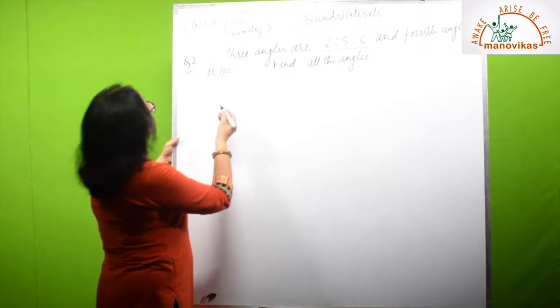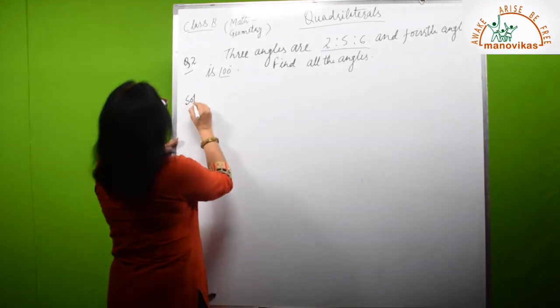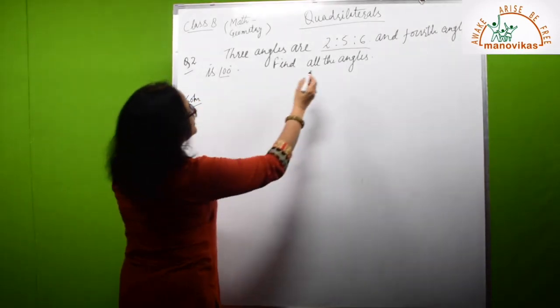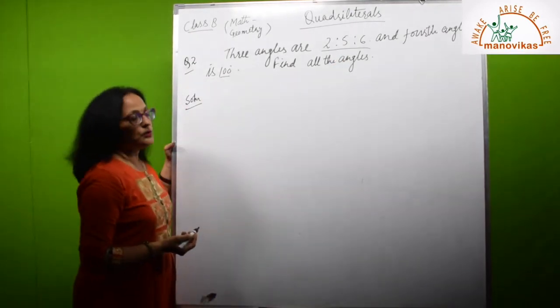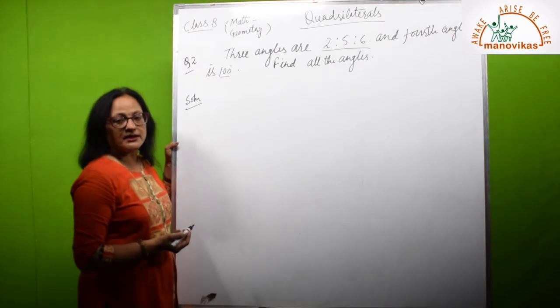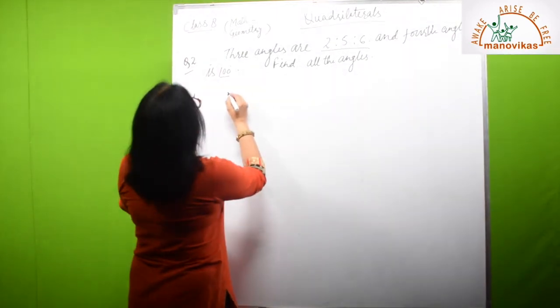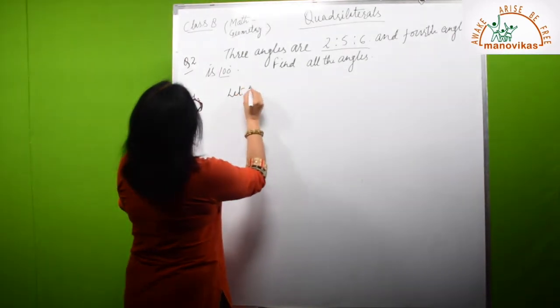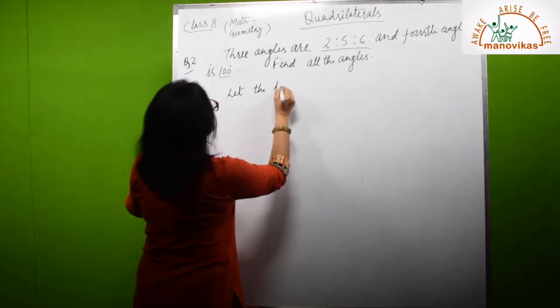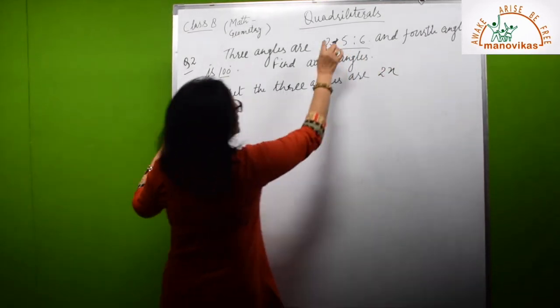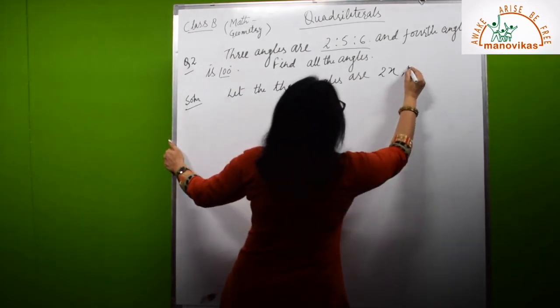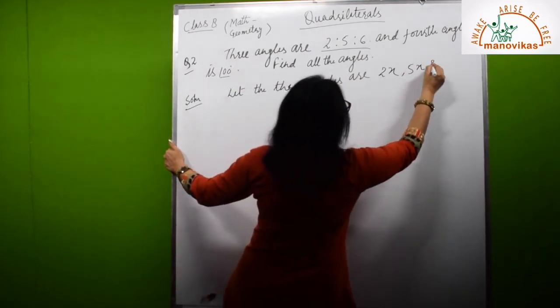So let's start. Same method. Only one thing you have to write here: convert all the ratio angles into variable form. So let the three angles be 2x, whatever the ratio, convert it into a variable. 2x, 5x and 6x.